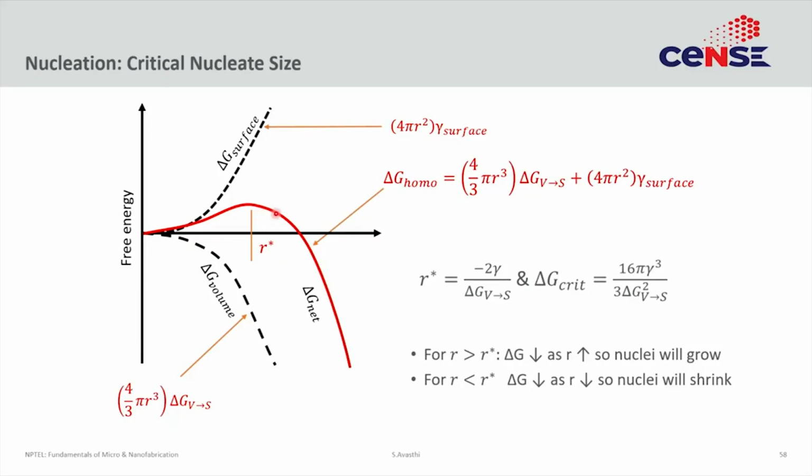So, the smaller nuclei keep shrinking, the larger nuclei keep growing, and there is this critical nuclei radius r star, which is the boundary of this difference. If your nuclei is larger than r star, then your nuclei will grow. If your nuclei is smaller than r star, then your nuclei will become smaller, right? Because above r star there is a net gain in Gibbs free energy as you become bigger. Below r star there is a net increase in Gibbs free energy.